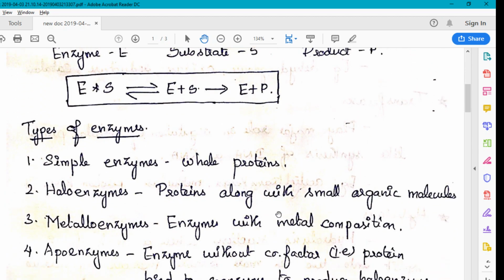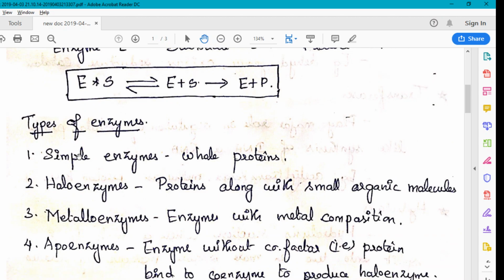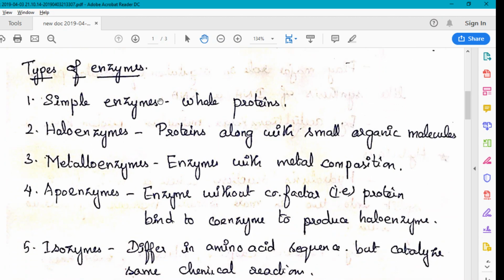There are a few types of enzymes which I have denoted here. Basically, first are simple enzymes. They are mostly whole proteins. Enzymes are made up of proteins. So all the enzymes contain proteins, but which type of protein, which reaction they are involved in, and which product they produce, that is a major thing in enzymes.